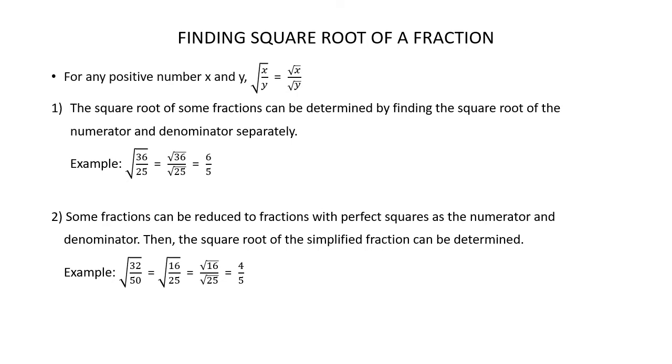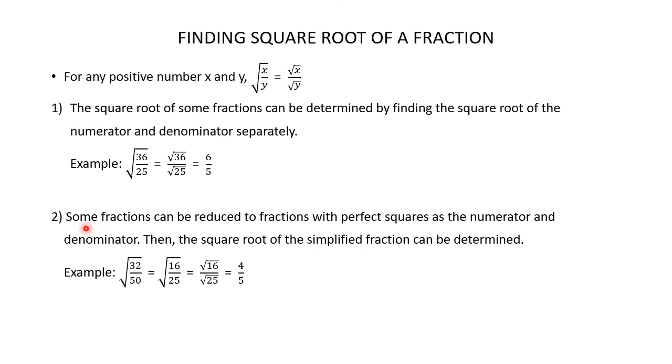What you have done here is you have found the square root of the numerator and the square root of the denominator separately. So square root of 36 upon 25 is equal to square root of 36 upon square root of 25. Square root of 36 is 6 and square root of 25 is 5. So square root of 36 upon 25 is nothing but 6 upon 5. You have found out the square root of the numerator and the denominator separately here.